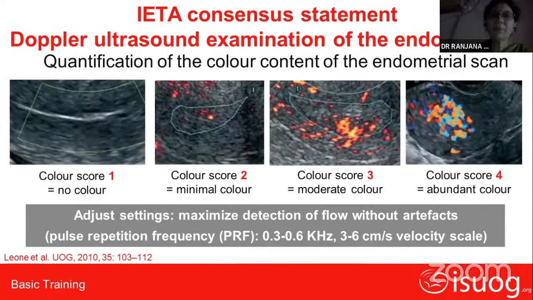So this is Doppler ultrasound examination of the endometrium. There are 4 color scores given by IETA. Color score 1 shows no color. Color score 2 shows minimal color. Color score 3 is moderate color. And color score 4 is abundant color. But we have to adjust the settings to 0.3 to 0.6 only to see all these types of color scoring.